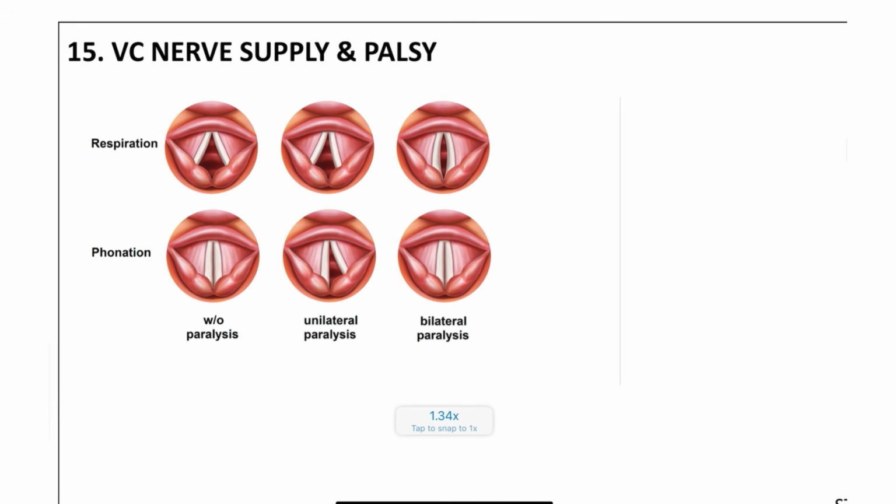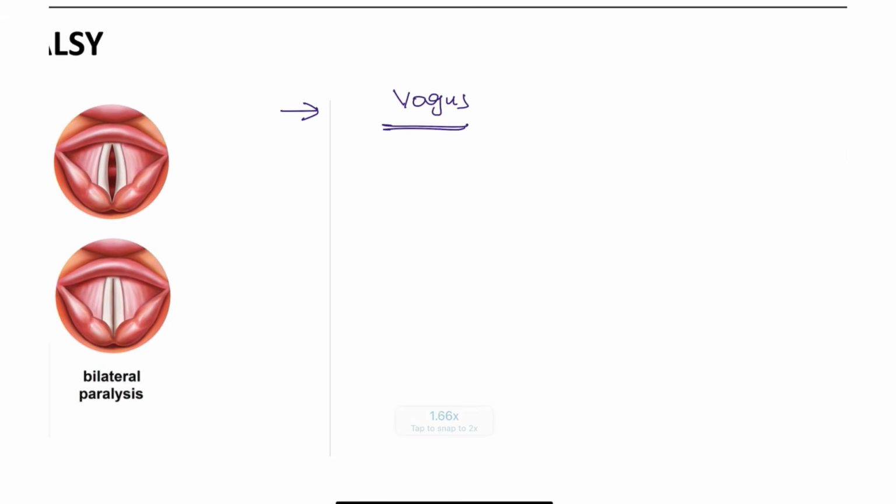Next, larynx nerve supply, right? The larynx nerve supply is mainly coming from the vagus nerve. The vagus nerve gives rise to the laryngeal nerves. This gives us the superior laryngeal nerve, and this gives us the external laryngeal nerve and then the internal laryngeal nerve.